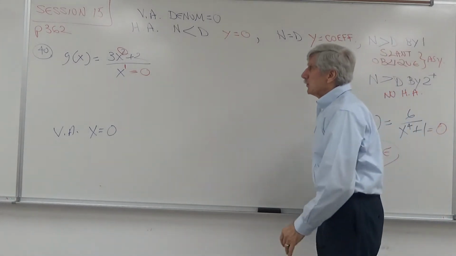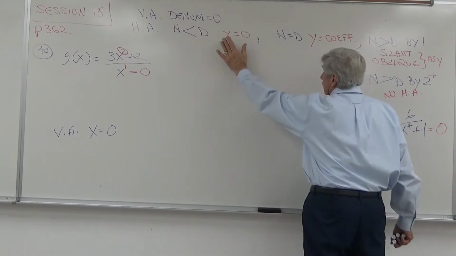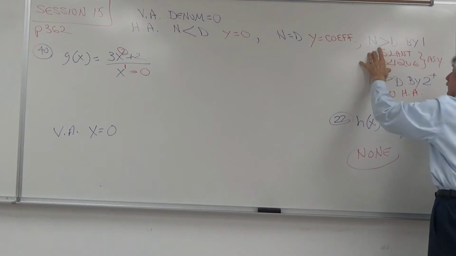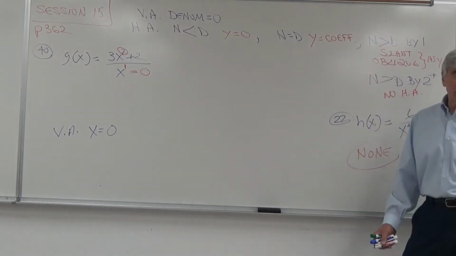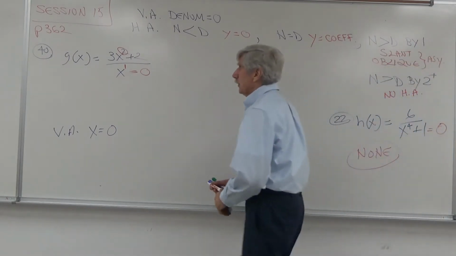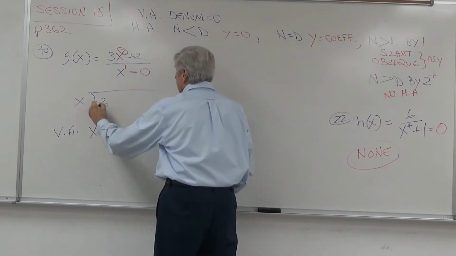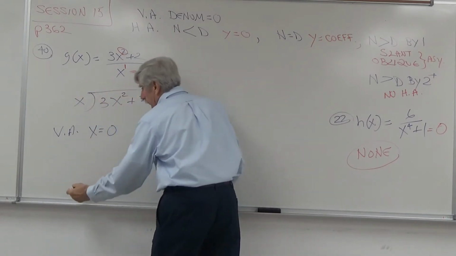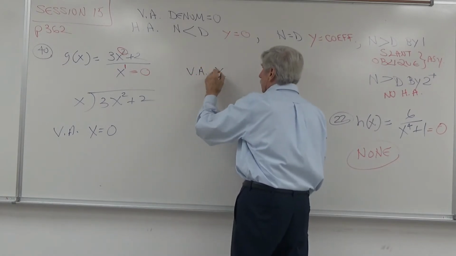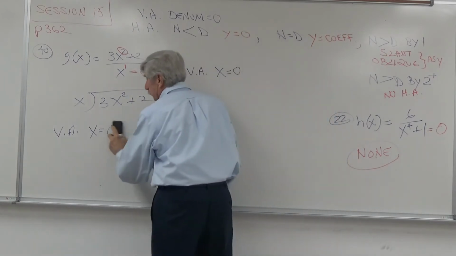The only way we'd get a horizontal asymptote is if the degree is less, at 0, or if they're the same. If it's more by 1, then we're going to have a slant asymptote, and we'll find that by division. We're going to divide x into 3x squared plus 2. I'm going to drop this over to the side. Vertical asymptote x equals 0. And do put x equals 0, not 0 alone. It's x equals 0, not 1.